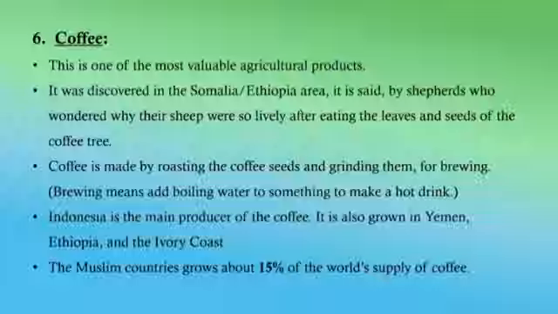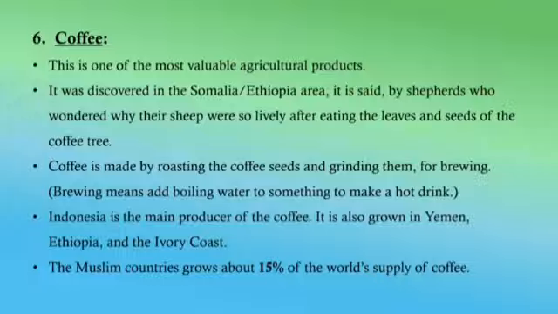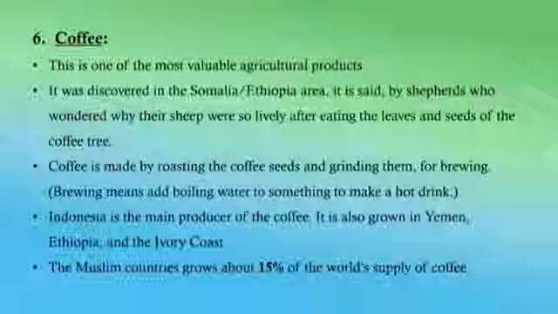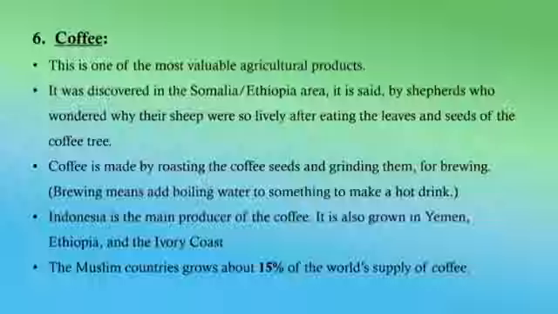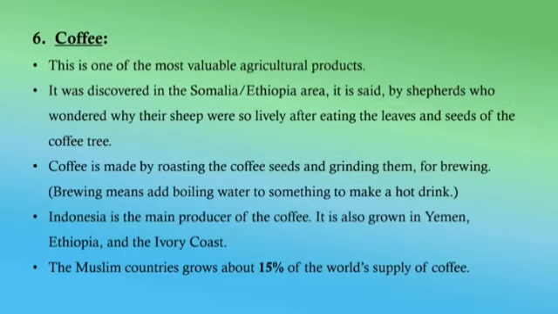Coffee is made by roasting the coffee seeds and grinding them. For brewing, brewing means add boiling water to something to make a hot drink. Indonesia is the main producer of coffee. It is also grown in Yemen, Ethiopia, and the Ivory Coast. The Muslim countries grow about 15% of the world's supply of coffee.